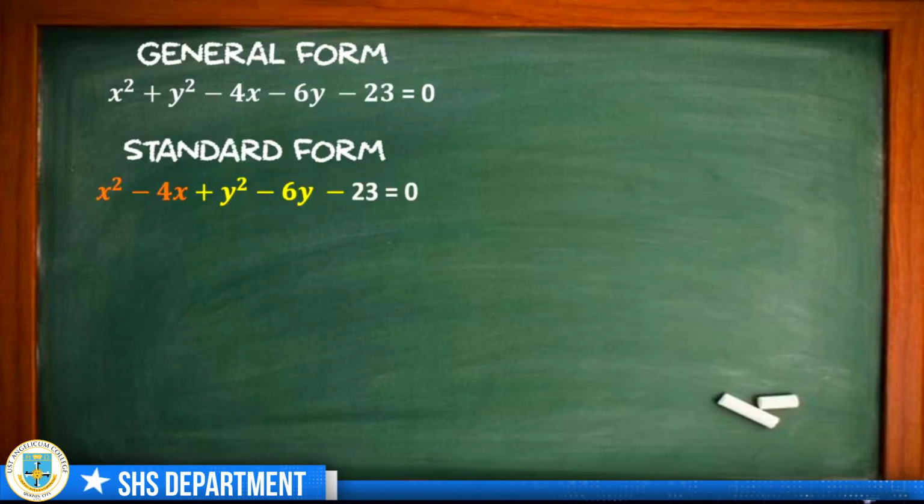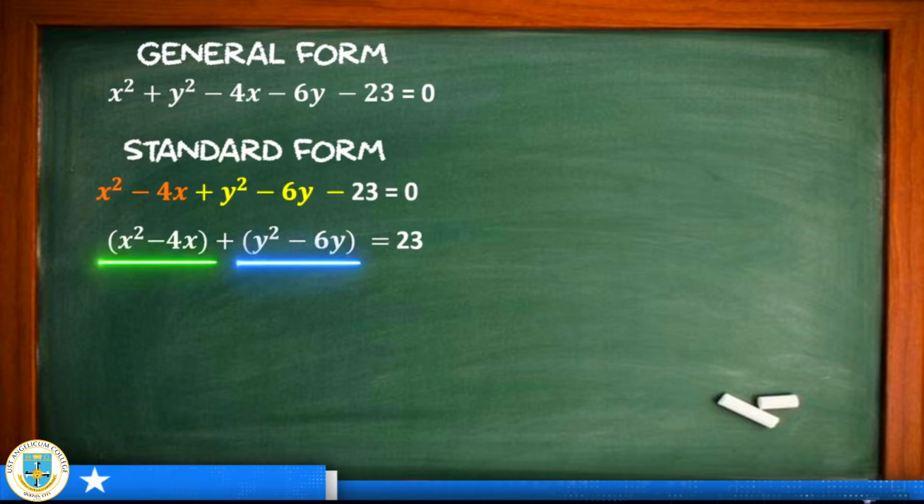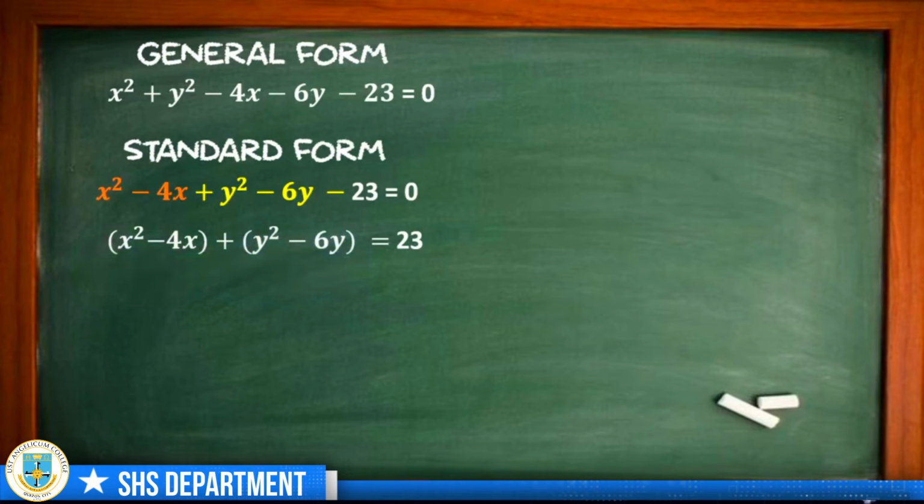Next step is for us to isolate the constant to the other side of the equation. So from the left side, transferring it to the right side by addition property of equality. So now we have x squared minus 4x plus y squared minus 6y is equal to 23. Notice that we have grouped together x squared minus 4x and y squared minus 6y. The objective is for us to complete the square. So recall the lesson in completing the square.